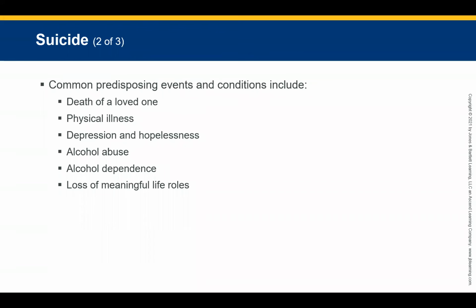Here are some common predisposing events. We talked about the death of a loved one, some physical illnesses, depression and hopelessness, some alcohol abuse, alcohol dependence, and the loss of meaningful life roles. I can tell you, when my grandfather and my grandmother got to where they couldn't drive, we had to take their keys and sell their vehicle. That was a huge issue when we did that. I remember my dad fighting with my grandfather and grandmother about that, and how they were taking their independence away. It was a huge ordeal.